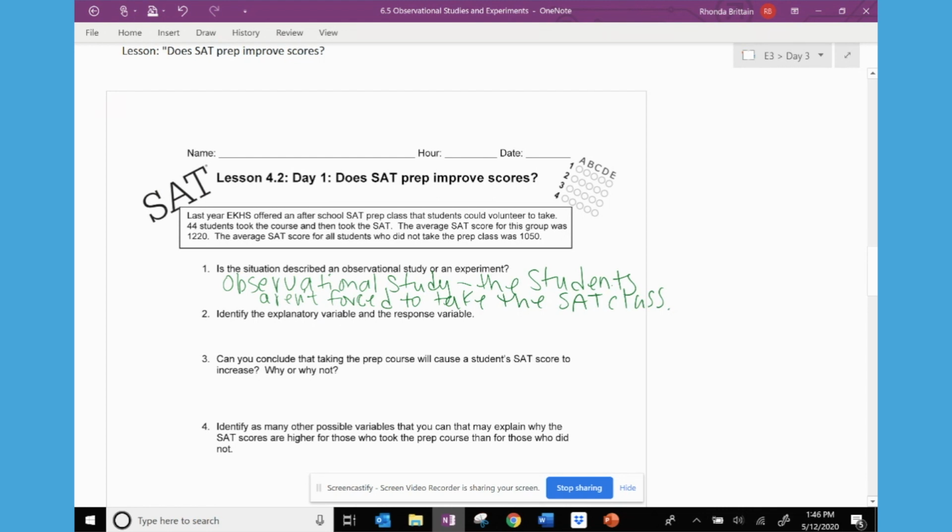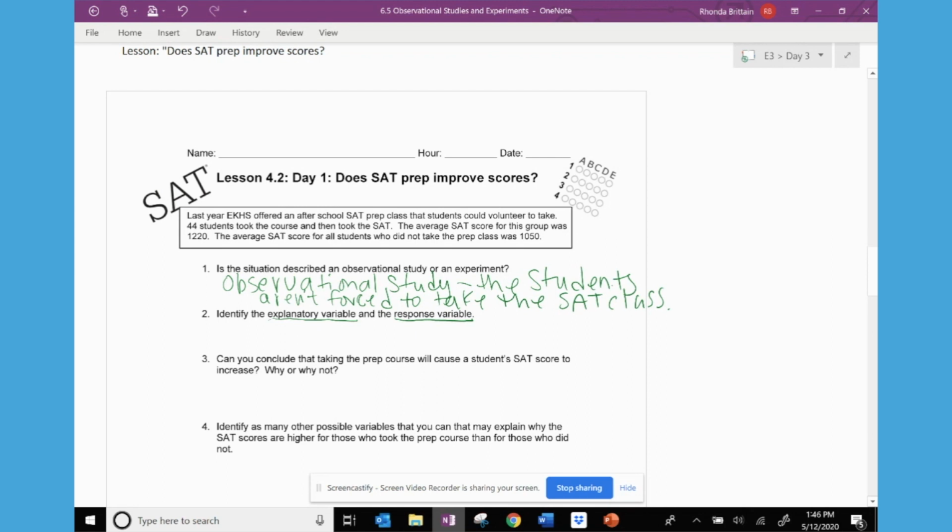On number 2, there's some other vocabulary here about variables, and it says identify the explanatory variable and the response variable. In other math classes, students are probably familiar with an independent variable. That's really what an explanatory variable is. That is what we control, or the factors that we're actually looking at. And a response variable is really like our dependent variable. That's what we're going to measure.